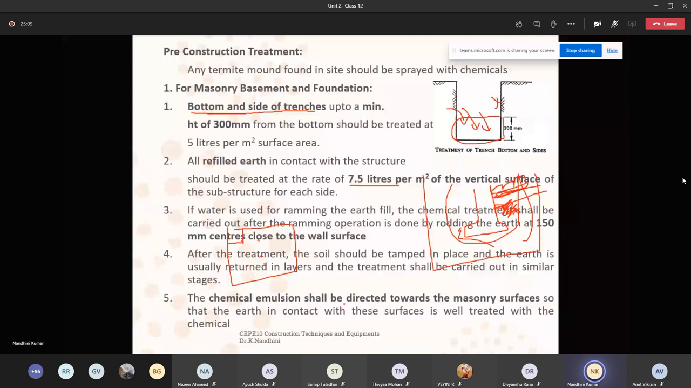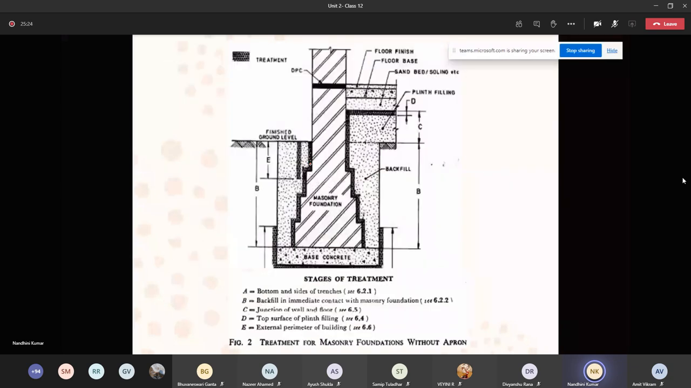The chemical emulsions shall be directed towards the masonry surfaces, so that the earth in contact with these surfaces is well treated with the chemicals. This black color coating is nothing but where we are doing our spraying, where we are treating our surface.